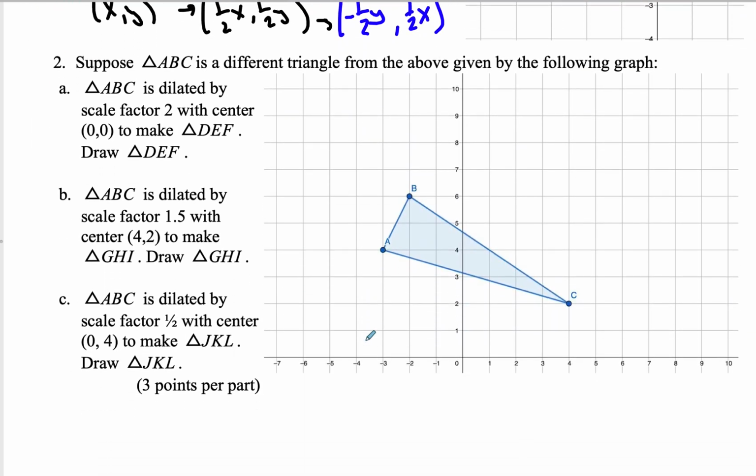All right, here we were just doing 3 dilations with the same 3 points. Okay, so I have ABC. This is, I'm saying, a different triangle from the one above, right? Up top in problem 1, we had ABC. This is just a new ABC. Okay, so I'm going to dilate it 3 times. One is going to make DEF, one is going to make GHI, one is going to make JKL. Now, one thing I didn't see enough was marking these problems up. So I need scale factor 2, center 0, 0, and I need to take ABC and from it make DEF.